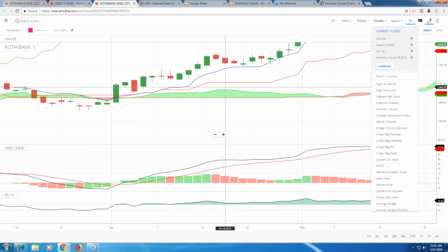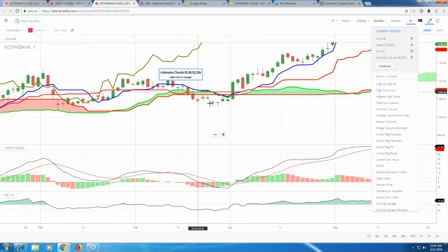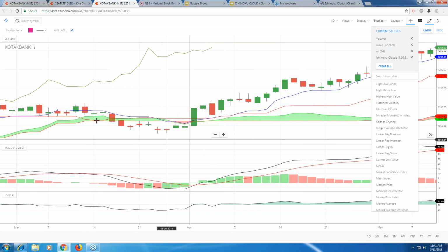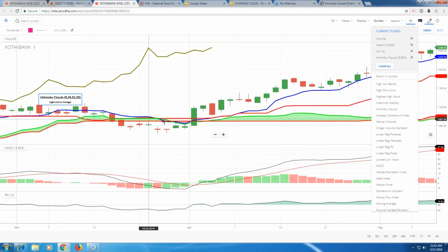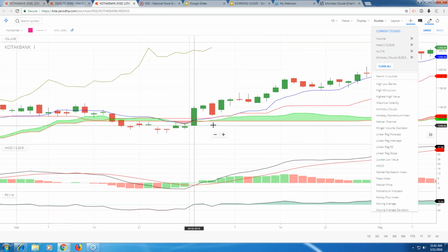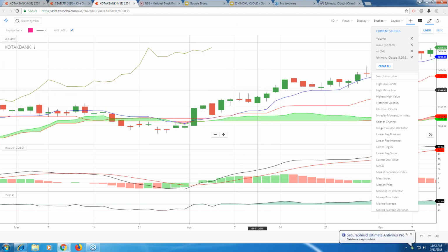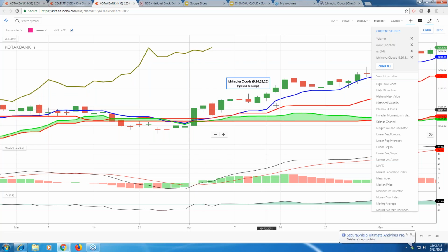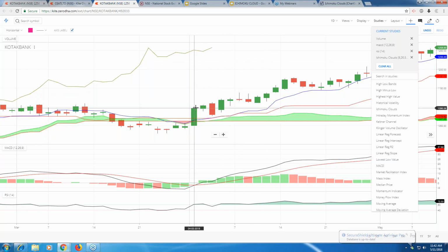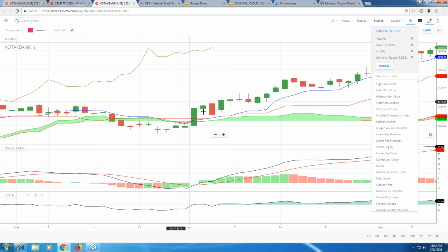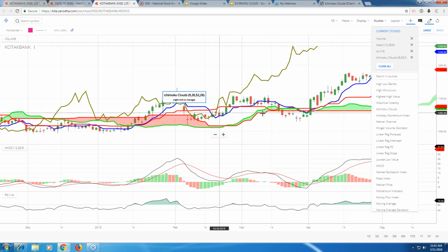See here, for quite some time, both these moving averages, the conversion line and the baseline, were together, and then the conversion line crossed the baseline, and even the cloud was pierced at the same time. MACD crossover, RSI crossover. We had a very, very beautiful trade in the making in Kotak Mahindra Bank.